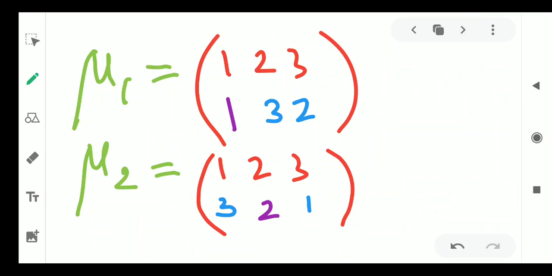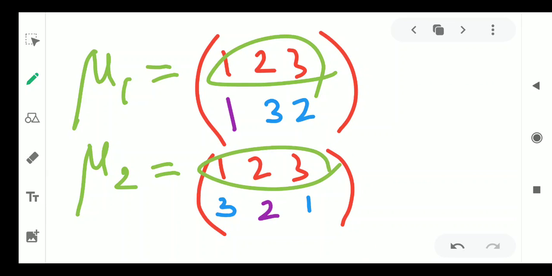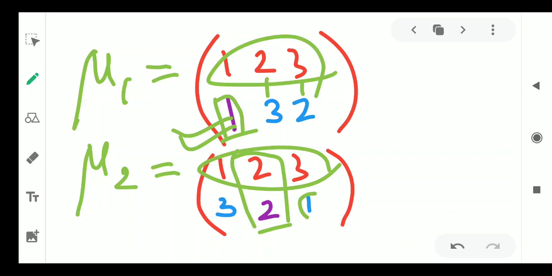Look at mu for mirror reflection. I'll tell you why it is mirror reflection. So this is 1, 2, 3, the top rows. See, if I am fixing 1, look at, I have used the purple color there. Now 2 is mapped onto 3 and 3 is mapped onto 2. They are exchanged. 1 is fixed. Now here the fixing element is 2. 1 is mapped onto 3 and 3 is mapped onto 1.